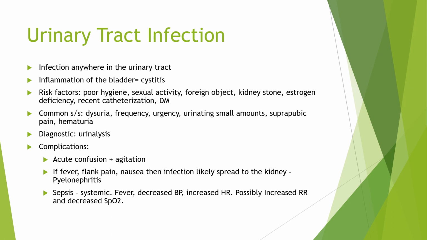Diagnostics going to be a urinalysis, and then complications: acute confusion and agitation. This is not expected, especially in elderly this happens, but this could also be a sign of sepsis. So we want to make sure that we're promptly calling the doctor if we see these symptoms. And then if there's a fever, we want to assess for flank pain, nausea, because then it's likely that the kidneys are now part of the infection. So that it's all attached. It's all kind of a tract together, so it could travel all the way up to the kidney.